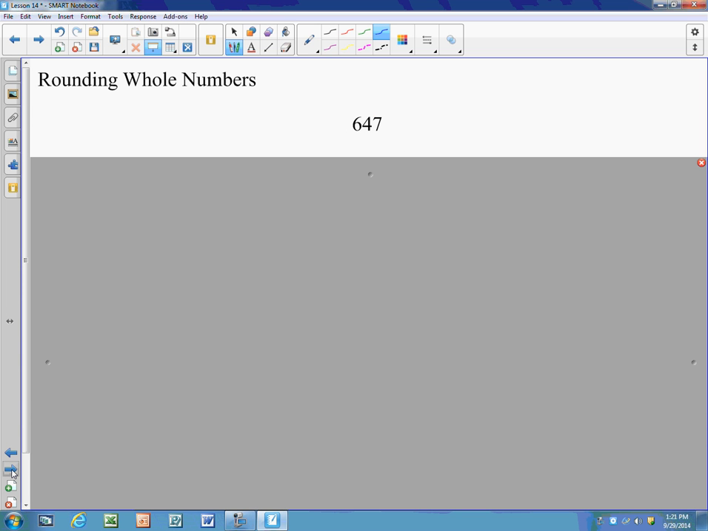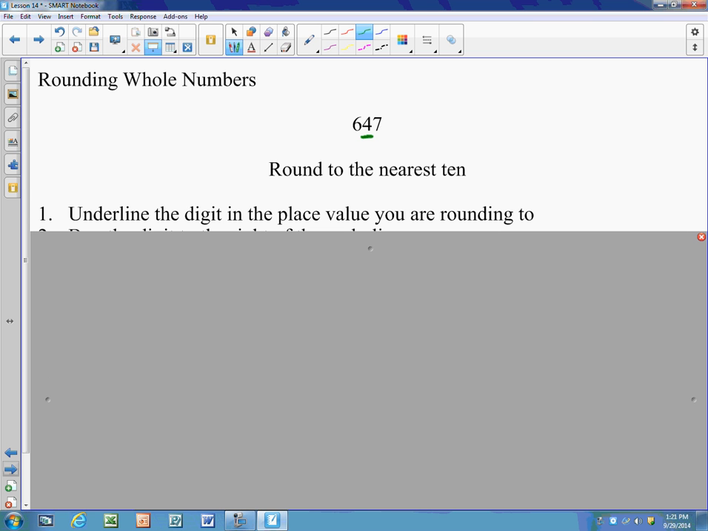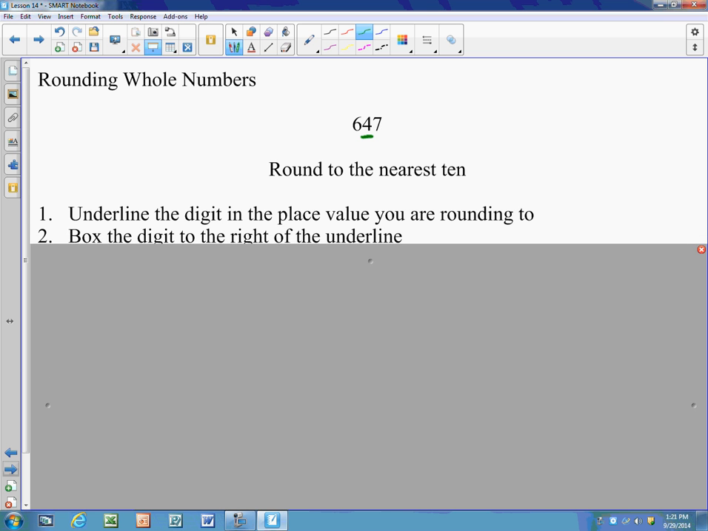Here we go again. We have another number to round. We're only rounding whole numbers still. So we have 647. We want to round it to the nearest 10. This time it's not the largest place value that's outside. So I look right here. And I have a 4 in the tens place that I underlined because that's my first step, to underline the digit in the place value you're rounding to. The next thing says to box the digit to the right of the underline, which is what I did.